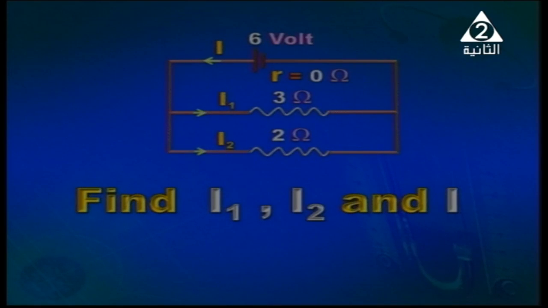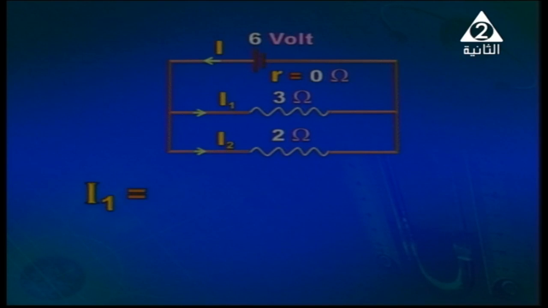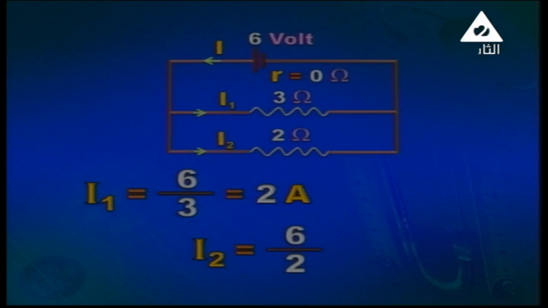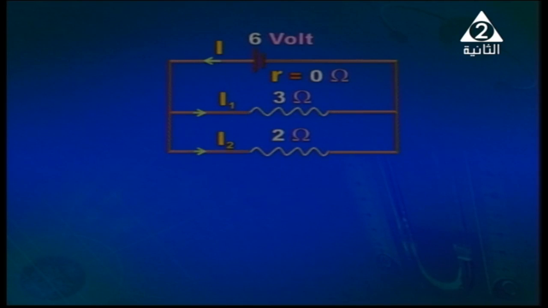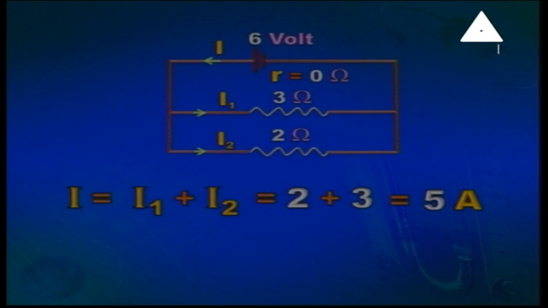It's all easy. In this particular case, we've got two resistors connected in parallel to a 6-volt battery. So the whole voltage of the battery is applied across the two resistors. I1 is equal to 6/3, it is 2 amperes. I2 equals 6/2, it is 3 amperes. And of course, the total current will be equal to the sum of both of them. It is 2 plus 3, it is 5 amperes.